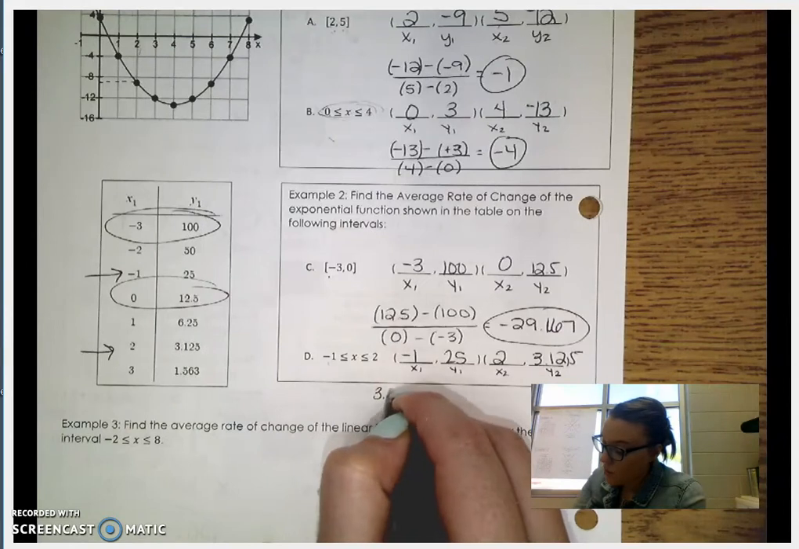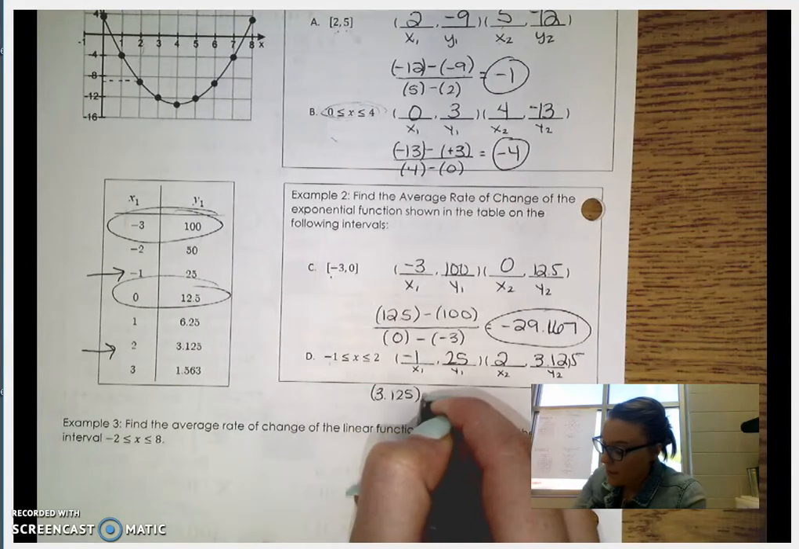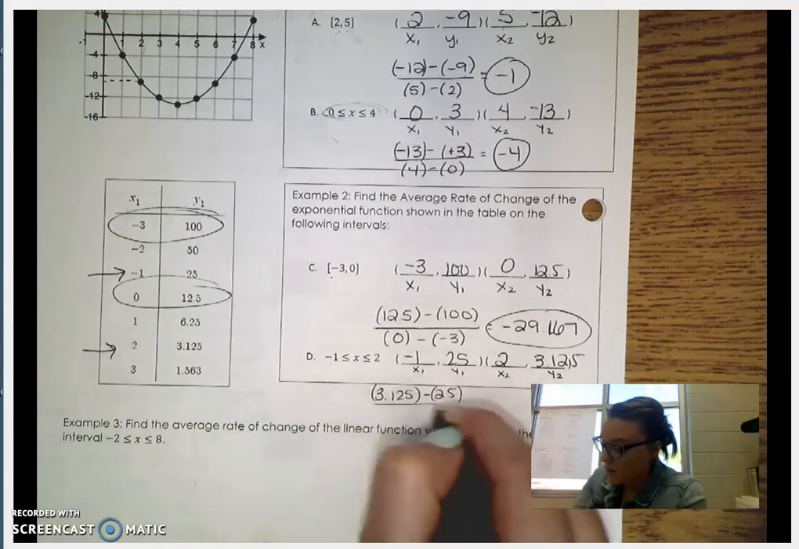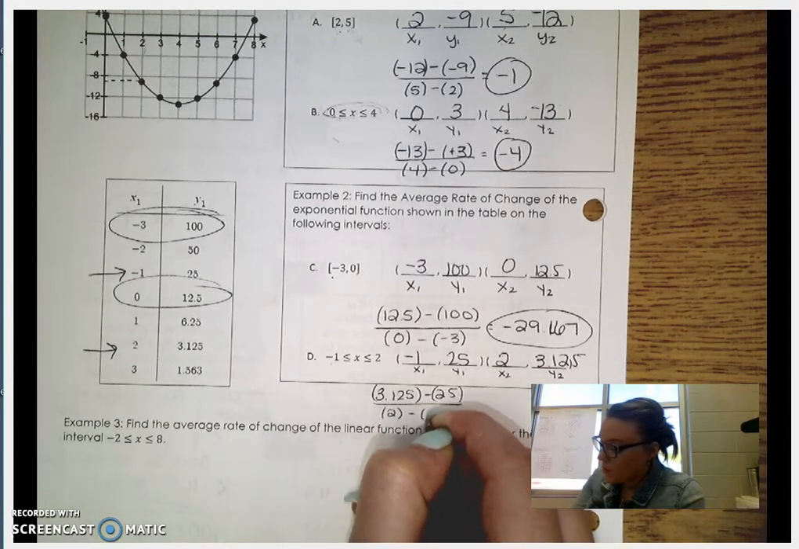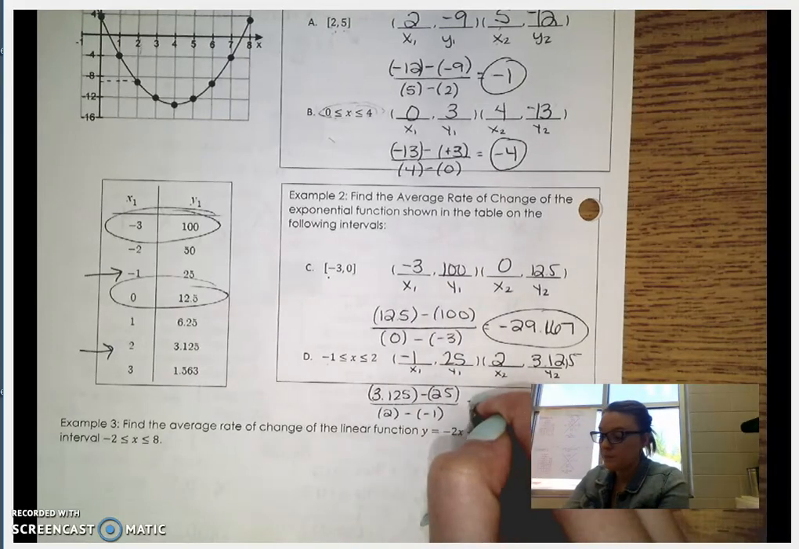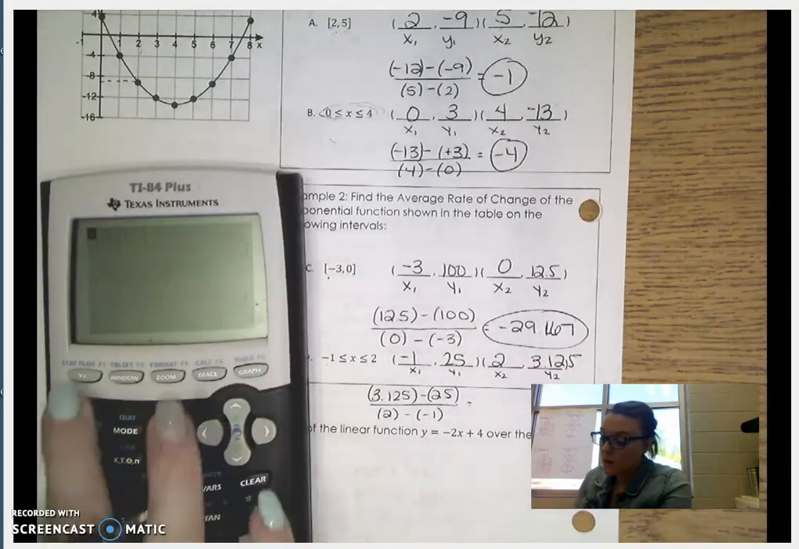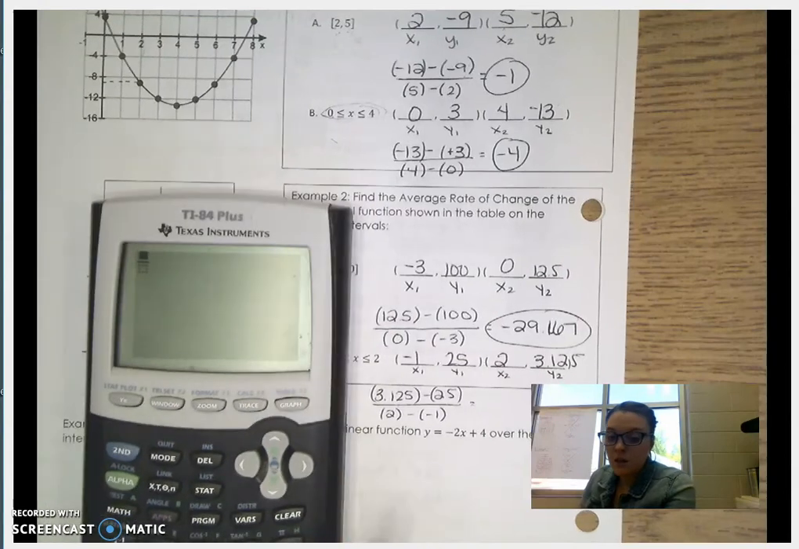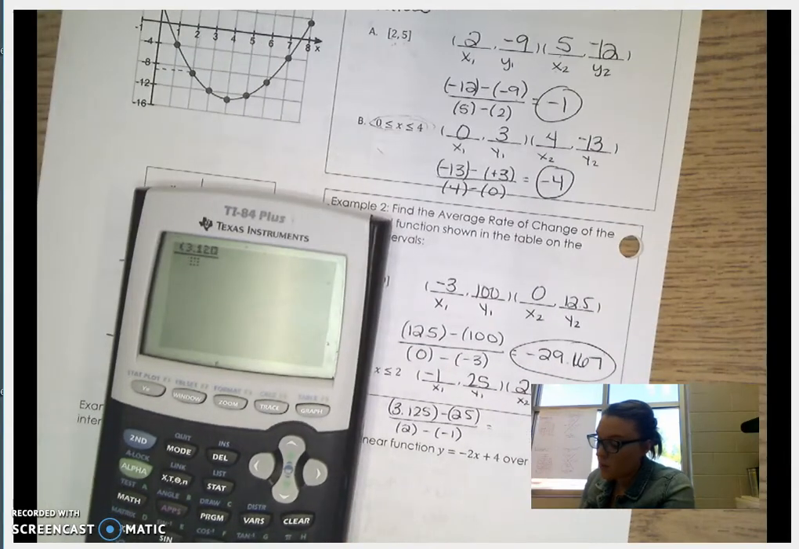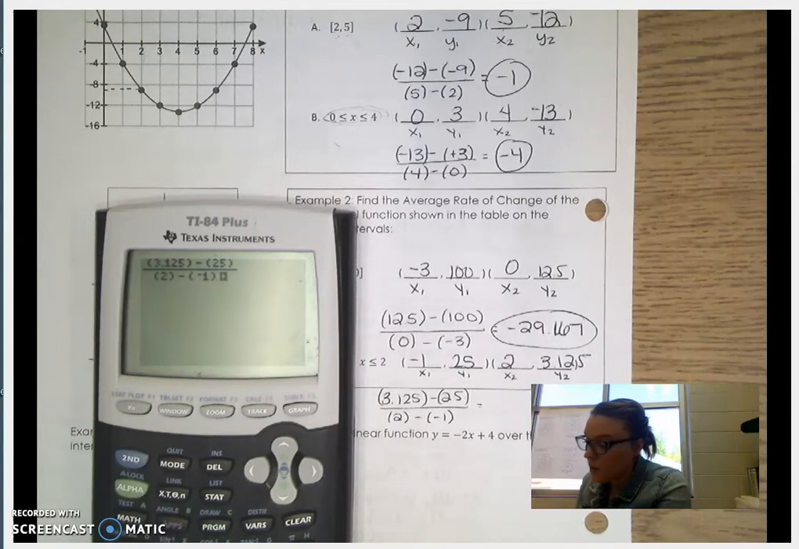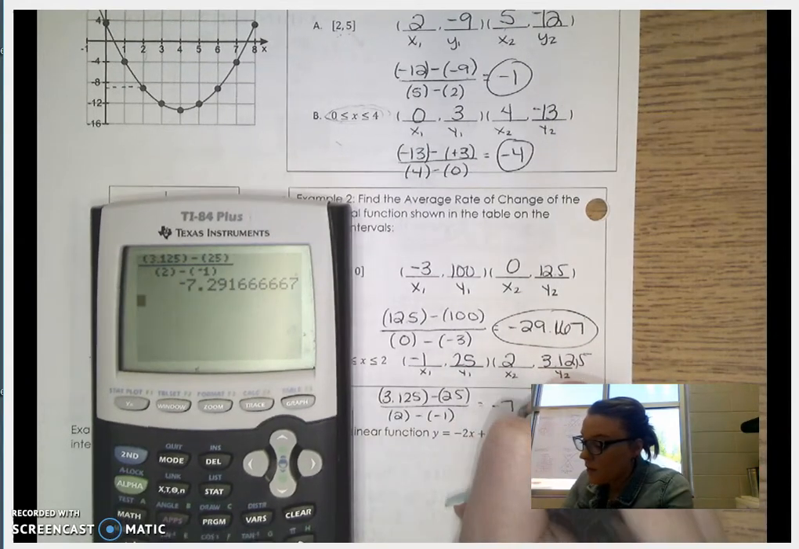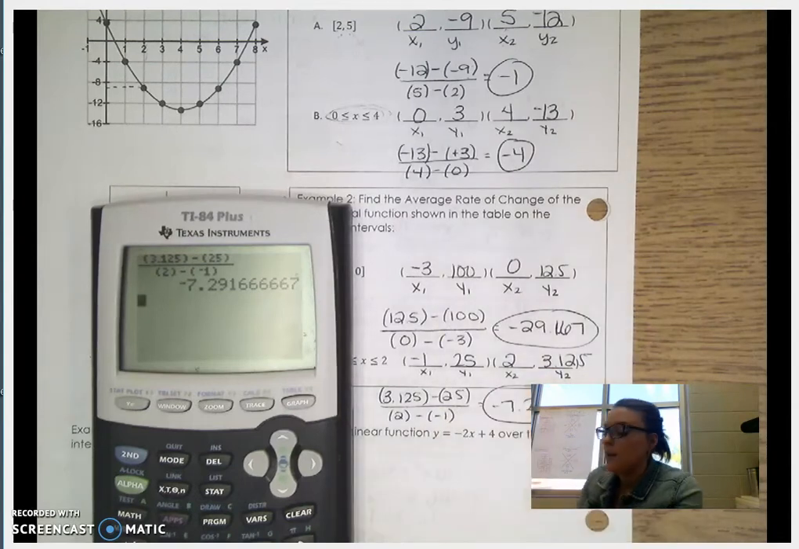So I have 3.125 minus 25 over 2 minus -1. Alpha y equals enter, parenthesis 3.125 minus 25, over 2 minus -1, and I get -7.29.